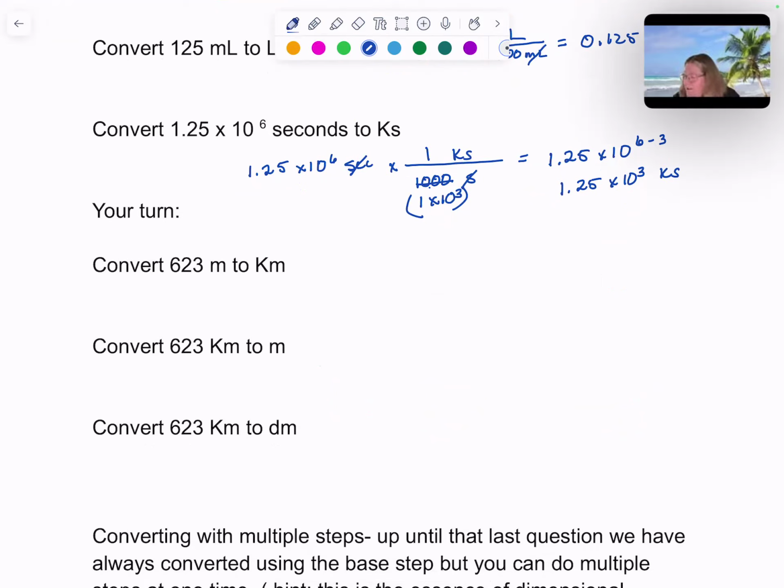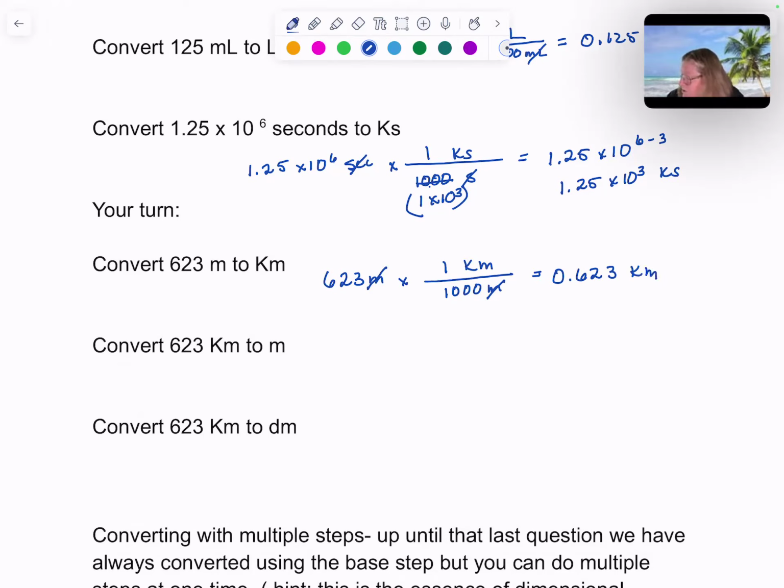So let's try some. We've got 623 meters. We want to convert this into kilometers. For every 1 kilometer, there's 1,000 meters. So this tells me I'm going to cross out my meters, use my units as my guide. I know which unit's got to be on top and what's got to be on bottom. If I'd put kilometers on the bottom, I would have had meters squared per kilometer and nothing would have canceled. This is going to give me 0.623 kilometers.